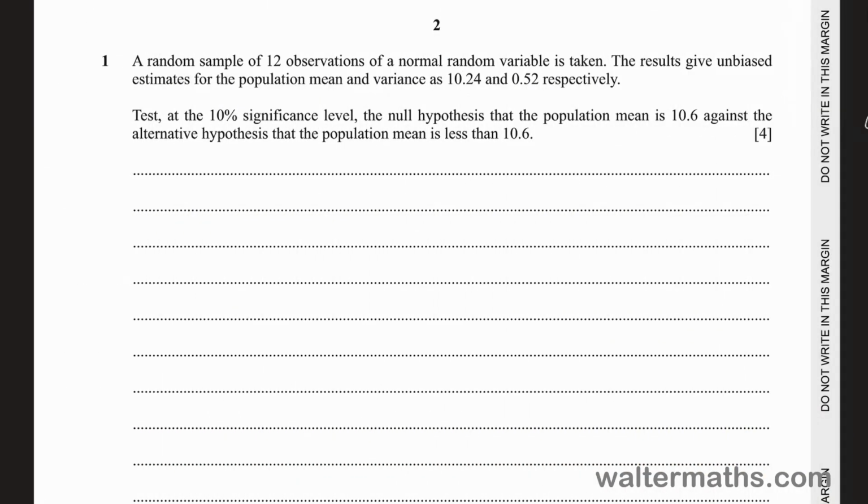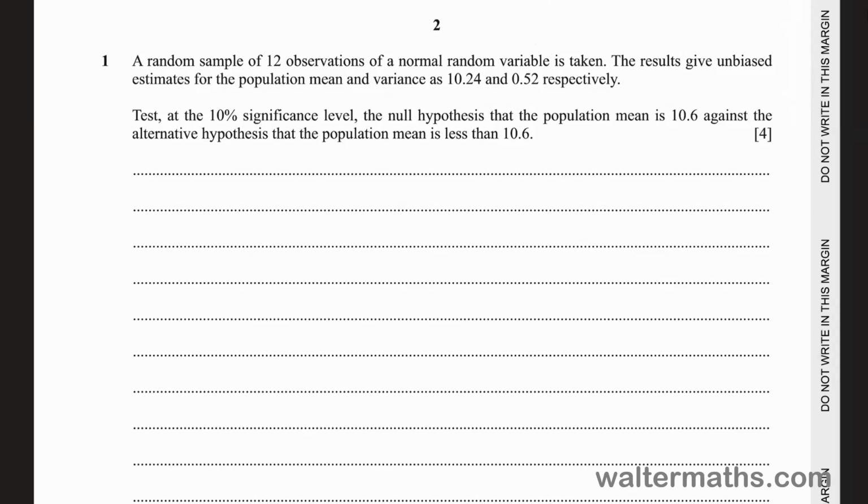So the question here says, a random sample of 12 observations of a normal random variable is taken. The results give unbiased estimates for the population mean and variance as 10.24 and 0.52. Test at the 10% significance level the null hypothesis that the population mean is 10.6 against the alternative hypothesis that the population mean is less than 10.6.